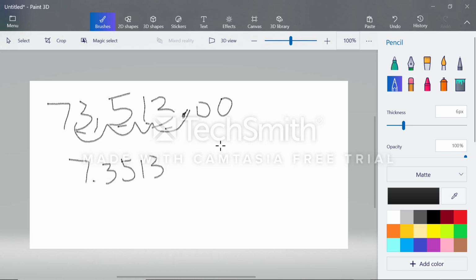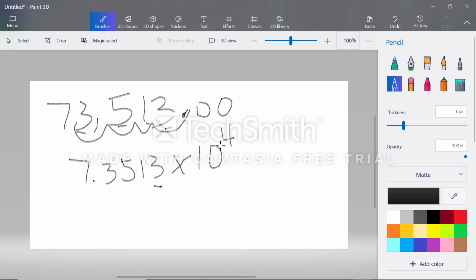7.3513. Okay, and since I know that I move my decimal 4 spaces to the left, I know that if I multiply this times the power of 10, base 10 to the power of 4, this will be the exact same thing. Remember, decimals. If I move this, I'm doing tens, hundreds, thousands, 10,000s. Well, 10 times 10 is 100. 10 times 100 is 1,000. 1,000 times 10 is 10,000. So my 10,000s place, right? Boom.